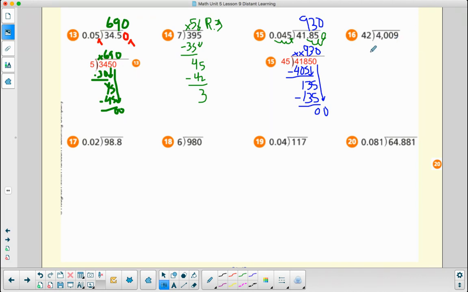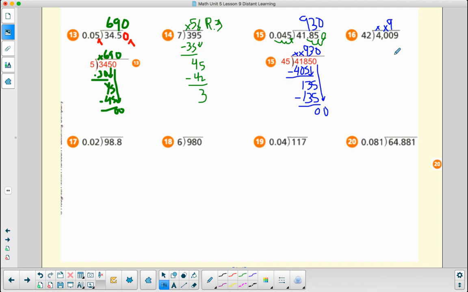$4,009 divided by 42. Don't have to do anything with my decimals. Don't have any. Oh, I almost have one. Now, I know there's 10 4s in 400, but I can't have 10 here, so I'm going to adjust it down to 9. 9 42s. Well, 10 42s is 420.